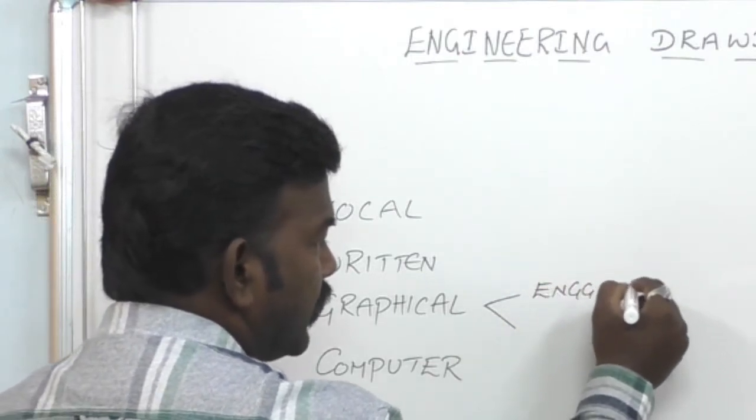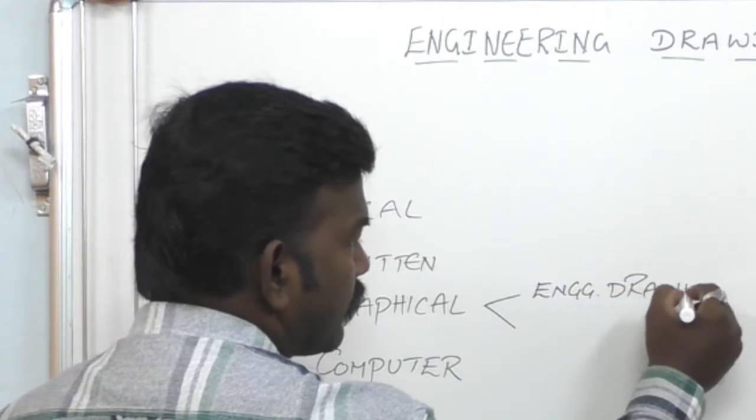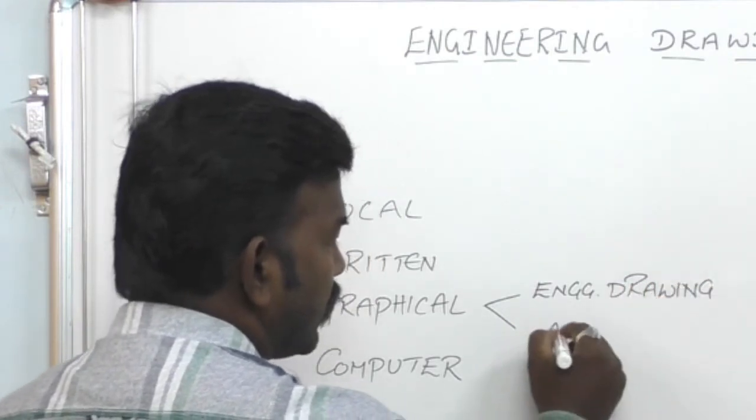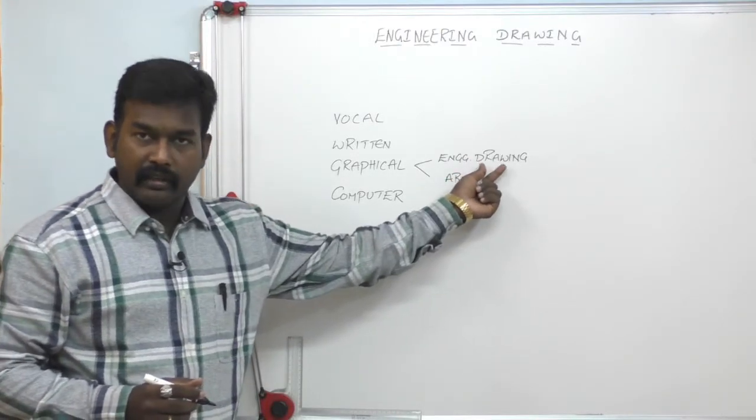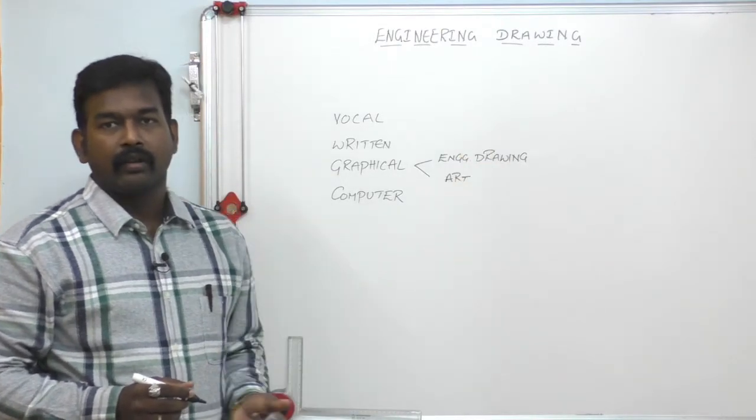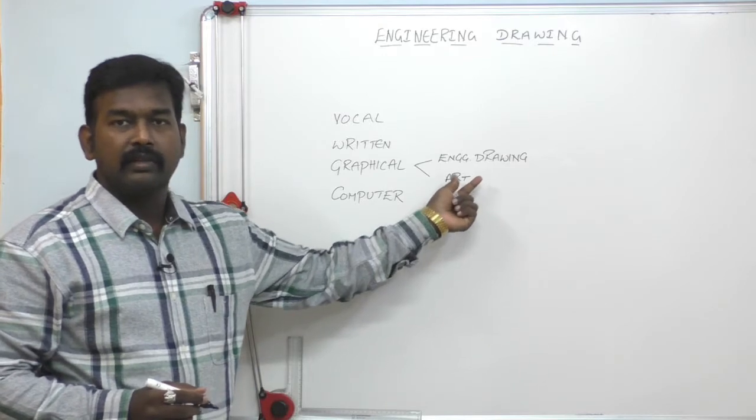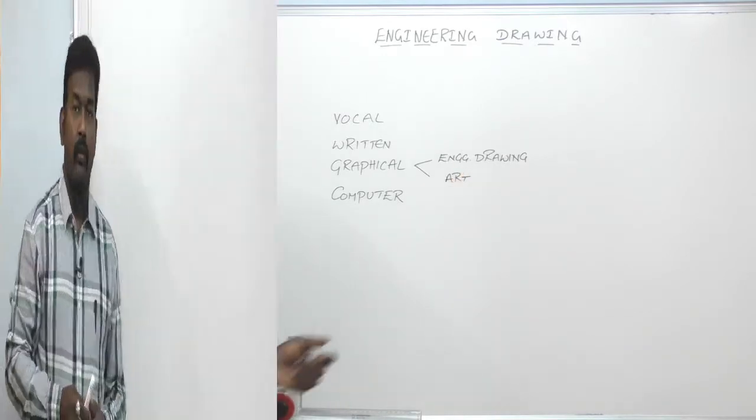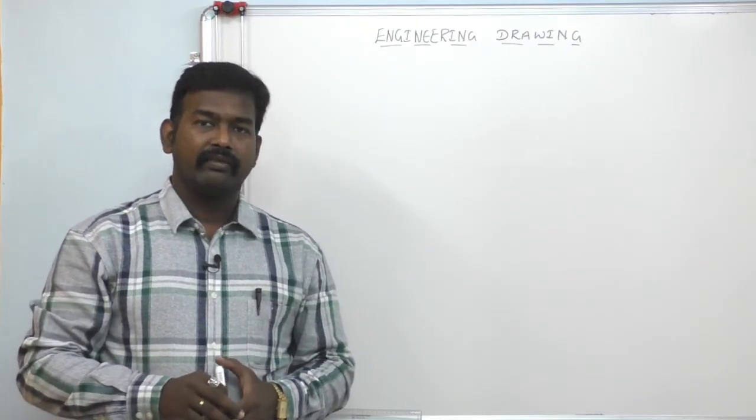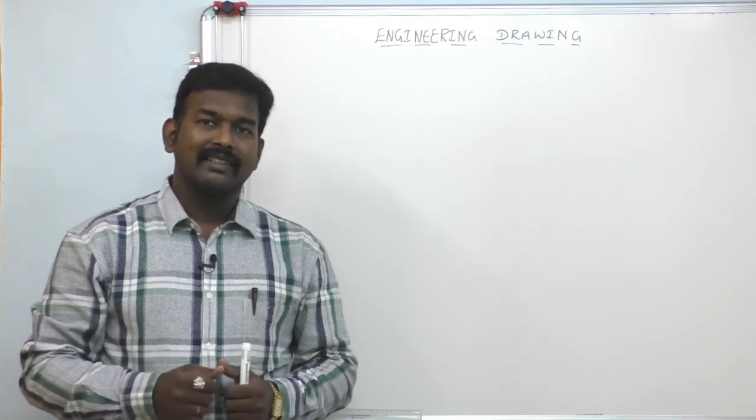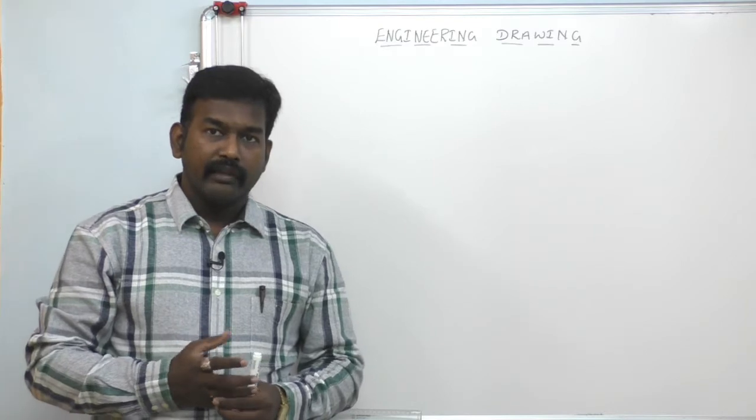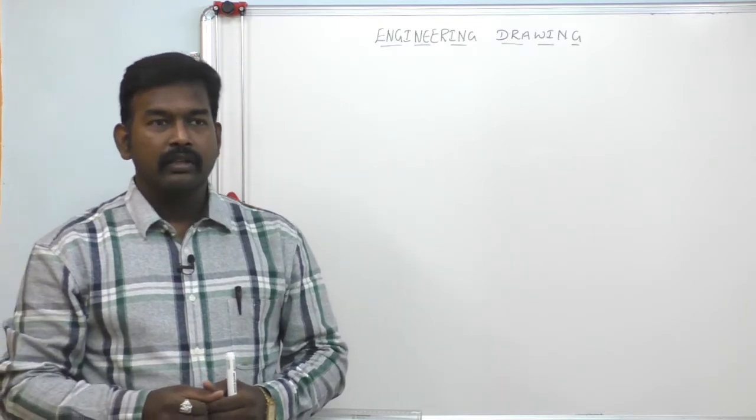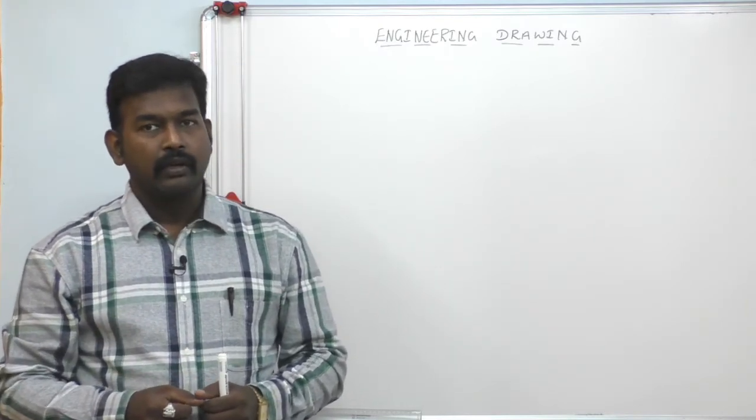One is engineering drawing, another one is art of drawing. Engineering drawing is a technical thing. Art of drawing is what normal people use. For constructing any kind of drawing, what are the necessary things we need? Drawing instruments. If the instruments are good, then the output of the drawing is good.